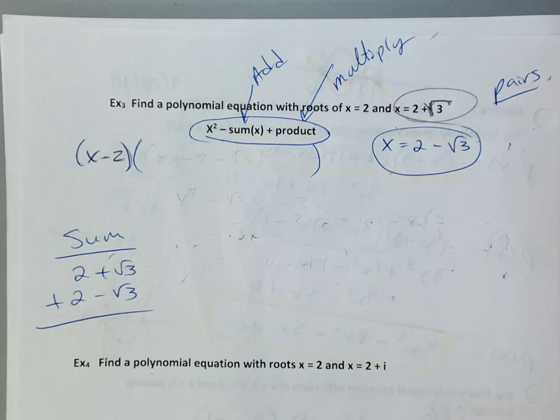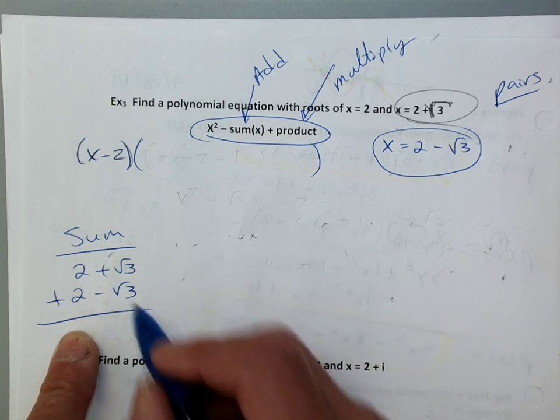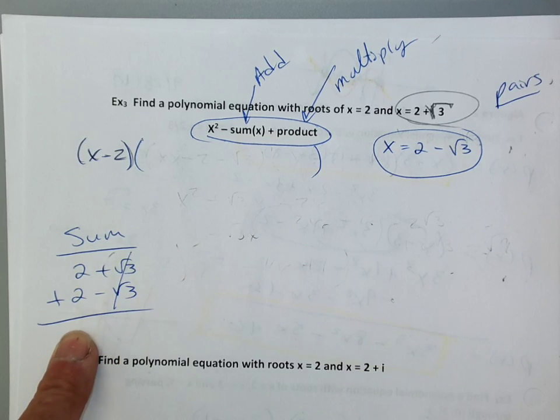So if I add them up, what do you get? That cancels. What do you get? 4.